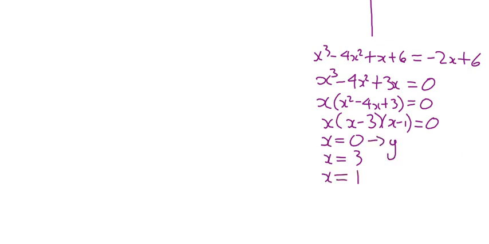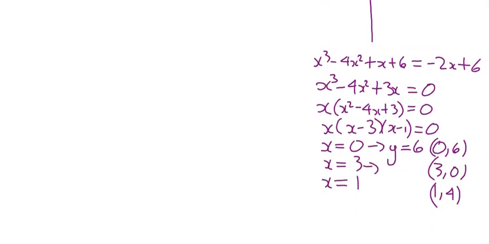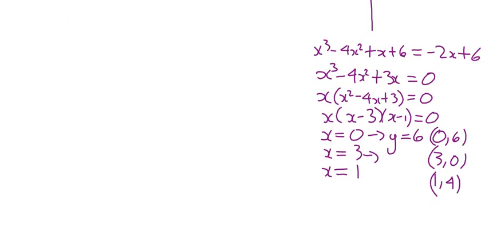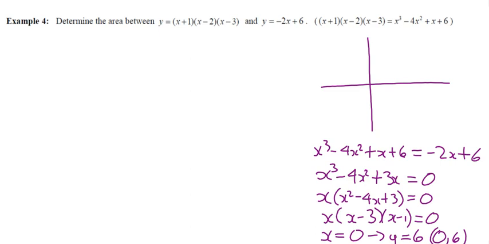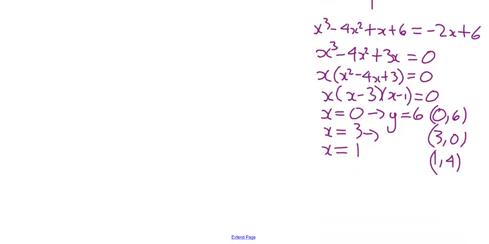When x is 0, y is equal to... If they intersect, just put it into this guy, right? It's going to be easier to work out the y values from the negative 2x plus 6. They're equal, but why not stick it in there? So 0, 6. We've got the point (0, 6). When x is 3, it'll be (3, 0). And when x is 1, it'll be (1, 4). So we've got (0, 6), (3, 0), and (1, 4).